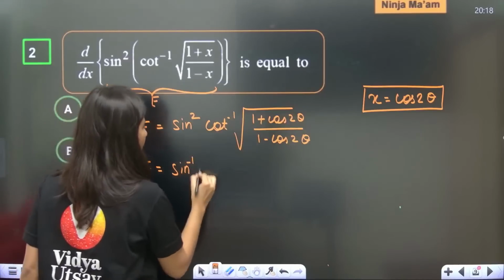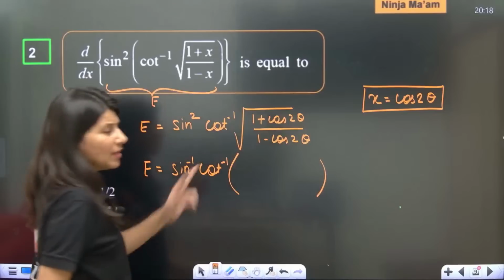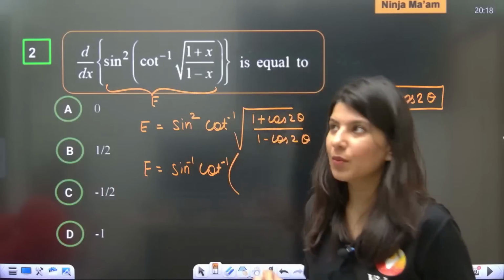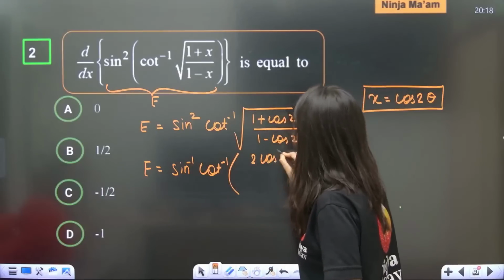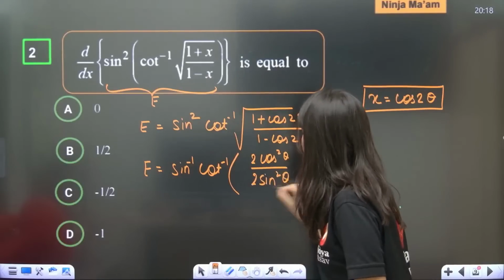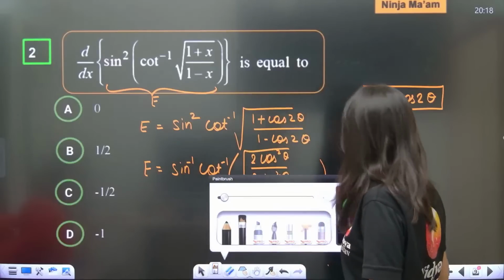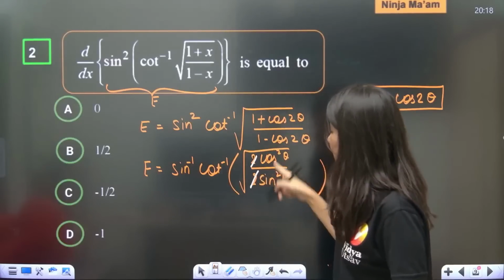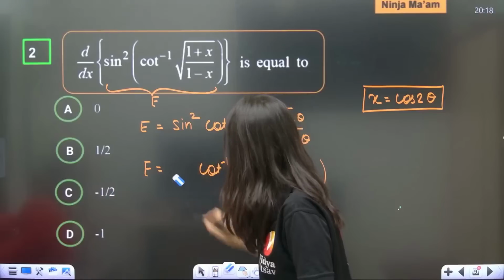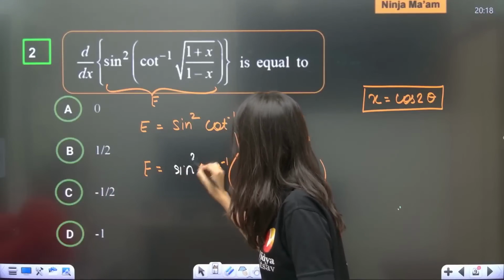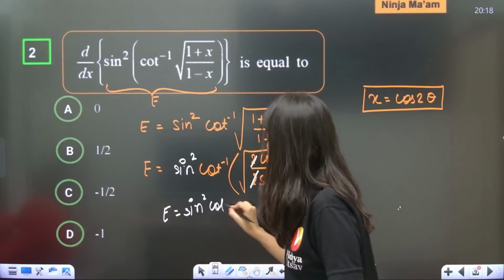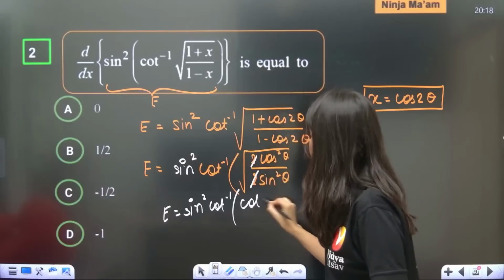So E will be sine square cot inverse. Now, 1 plus cos 2 theta is 2 cos square theta, and 1 minus cos 2 theta is 2 sine square theta, under the square root. Now 2 cancels, and can you see this is root of cot square theta. This is not sine inverse, this is sine square. So E will be sine square cot inverse of cot theta.